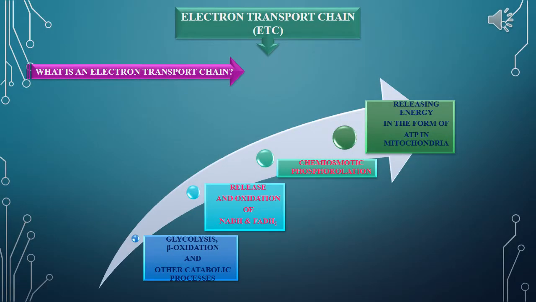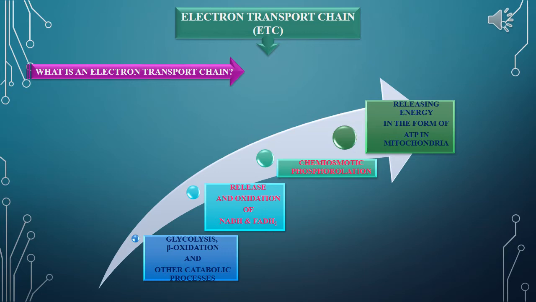Let's see about electron transport chain, that is ETC. What is an ETC? The byproducts like NADH and FADH2 are released from catabolic processes like glycolysis, Krebs cycle, beta oxidation, etc. And these compounds will get oxidized through ETC to release the energy as ATP. ATP is released through the process called chemiosmotic phosphorylation, an osmosis process due to chemical transport. So it is called chemiosmotic phosphorylation.